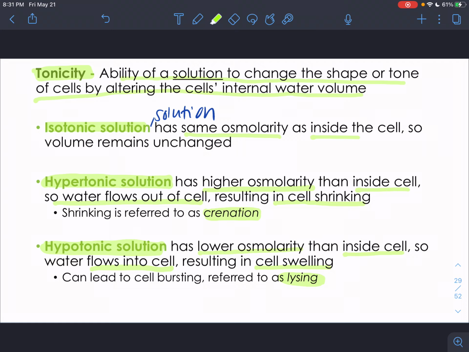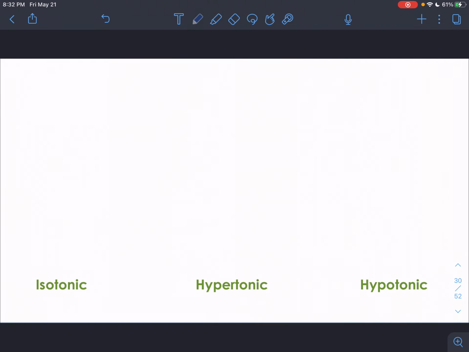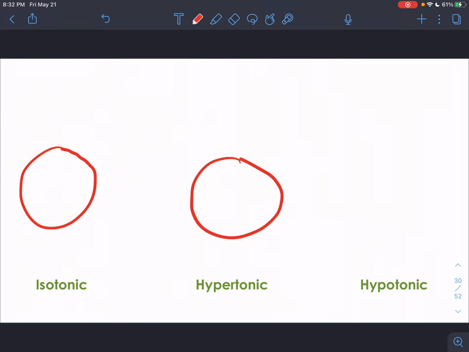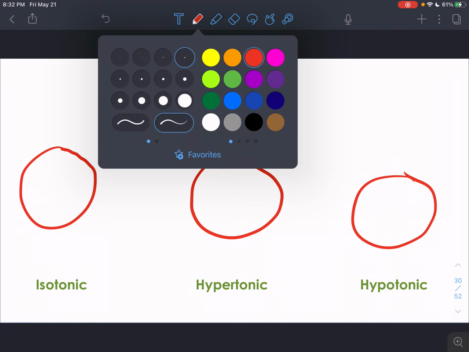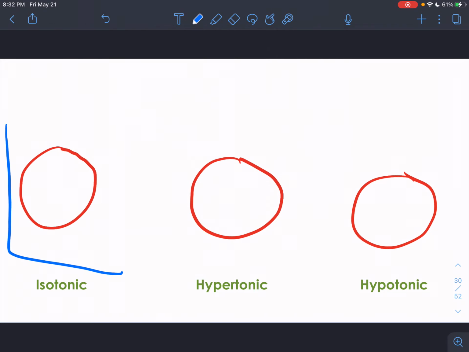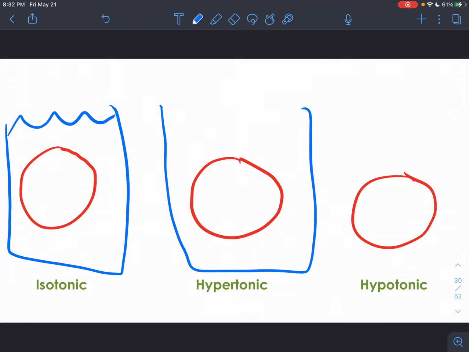Okay, so I would start by understanding those definitions first and foremost. But I think drawing all this out helps understand it a lot as well. So what I'm going to do is draw blood cells in 3 different solutions. So say we have blood cells. I'm putting them just in a beaker. This is terrible, but you get the point.